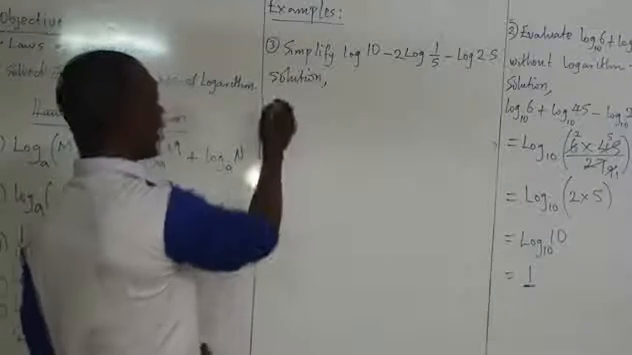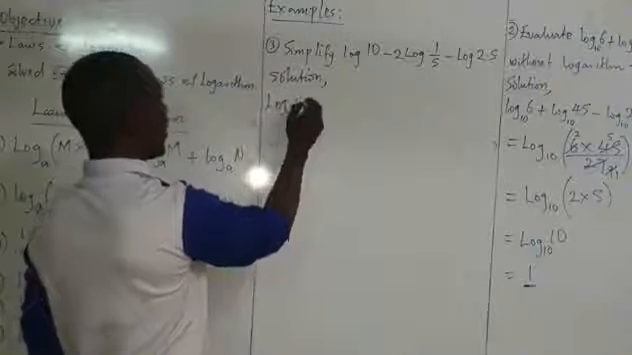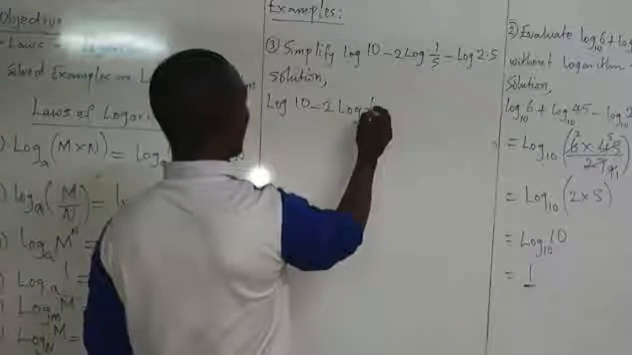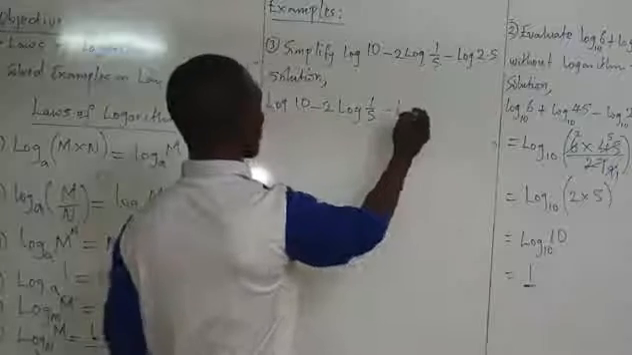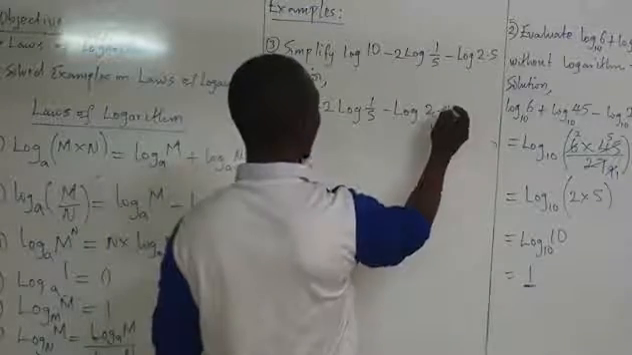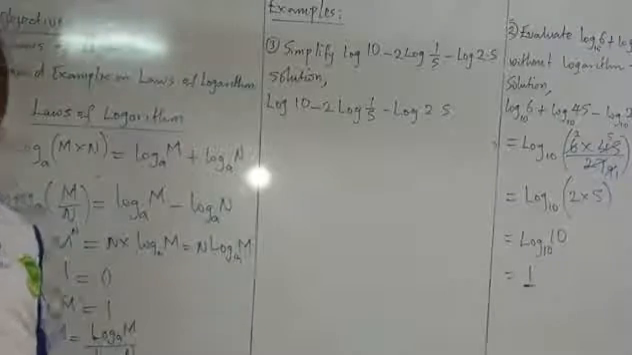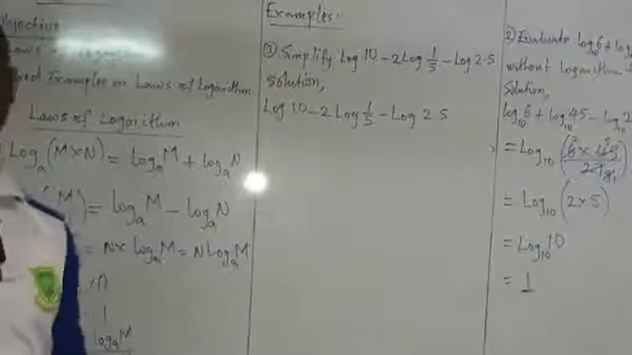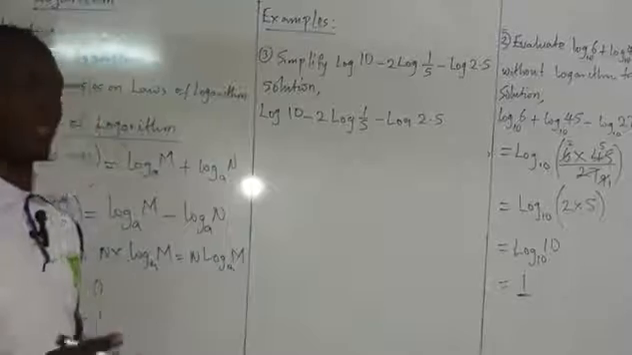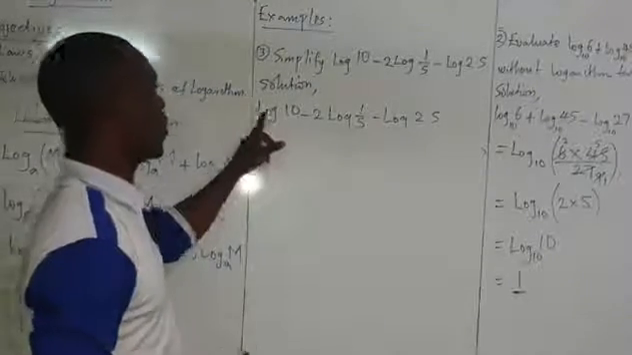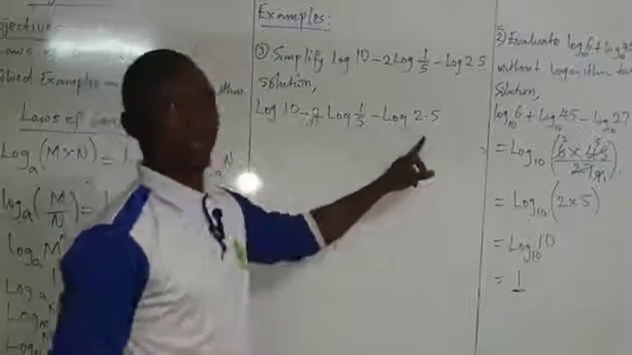So the question is log 10 minus 2 log 1 over 5 minus log 2.5. So I've told you the logs are in base 10. So that is the first condition. So the logs are in base 10. That's the first condition. Then the second condition to consider is to check the coefficient of the logs.